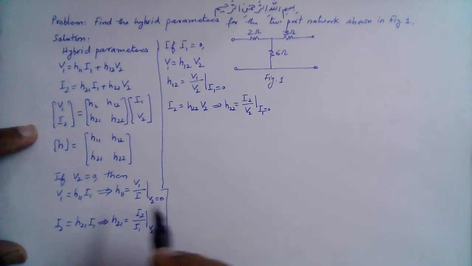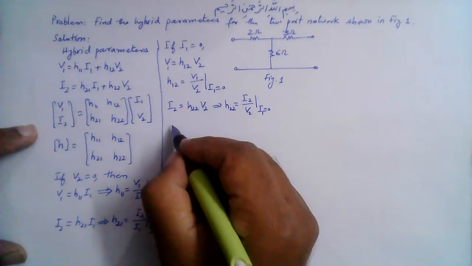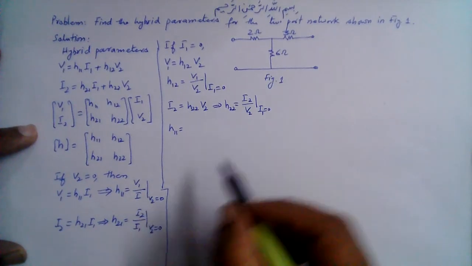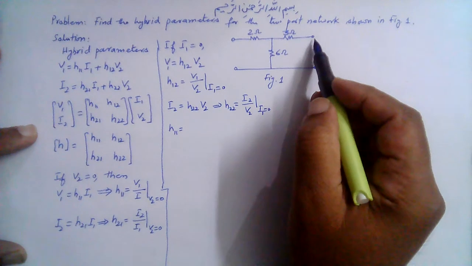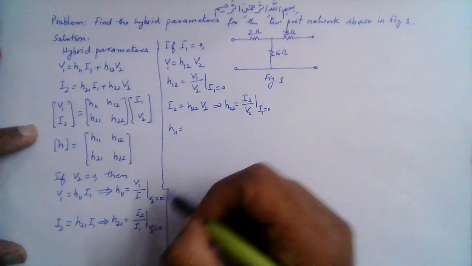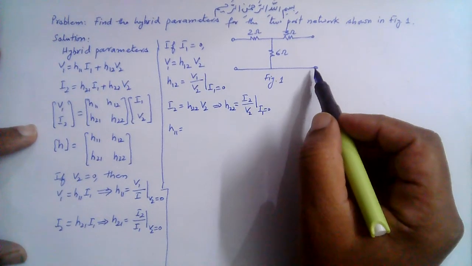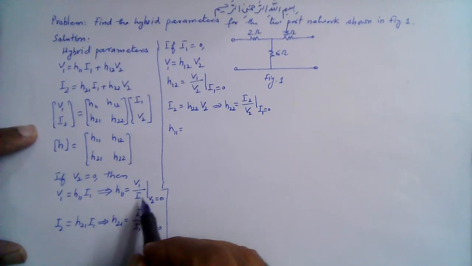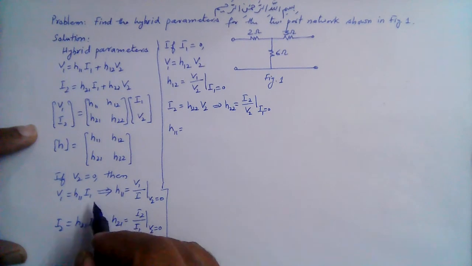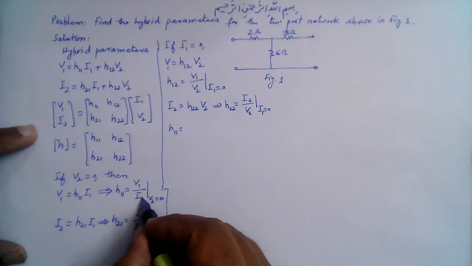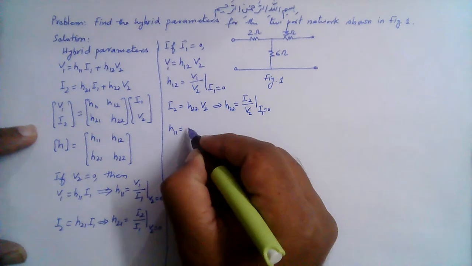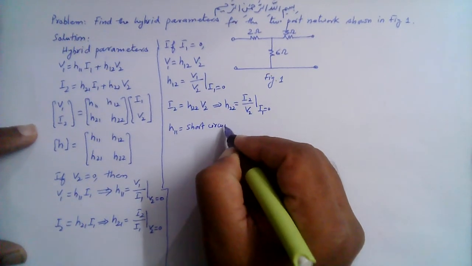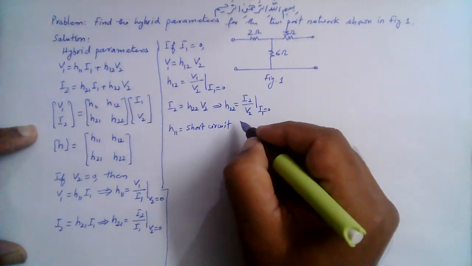So you see that H11 is obtained when V2 is equal to 0. The output port is short circuited at that time. To put V2 is equal to 0, we short circuit the output port. So this is the short circuit parameter, and H11 is equal to V1 divided by I1. So this is short circuit input impedance, right?